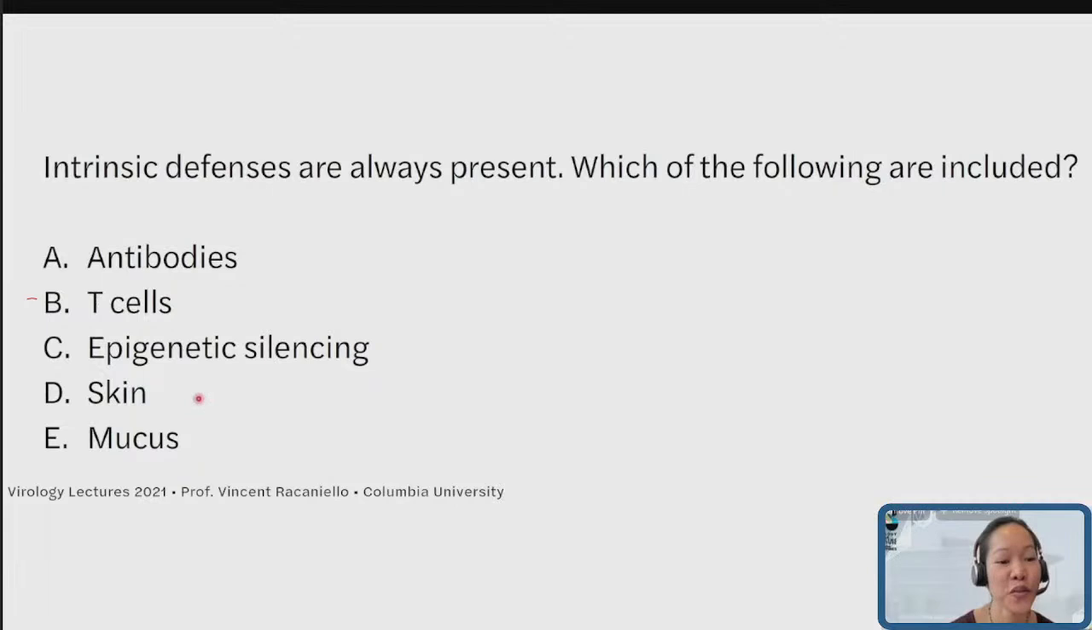So hindi ko napaliwanag yung epigenetic silencing, pero definitely not antibodies and not T cells. And skin and mucus ay examples ng anatomical defenses. Ang antibodies and T cells ay example ng adaptive immunity. And ang epigenetic silencing kasama ng autophagy, RNA silencing, CRISPR, mga example siya ng intrinsic defenses na meron sa cells.